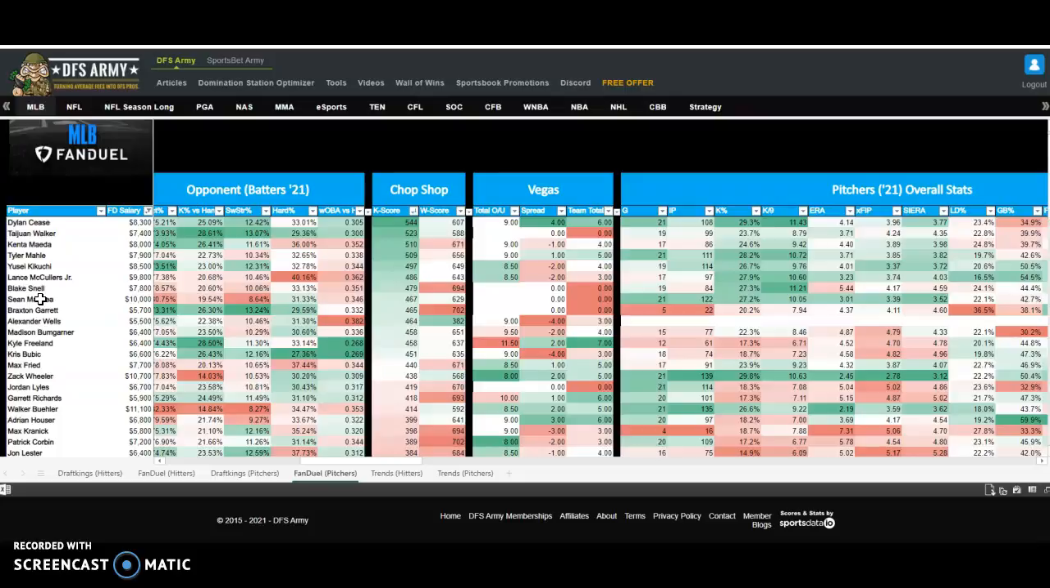I'm starting to look at today's slate, play around, and look for strikeout potential. What I want to show again is how valuable Chop Shop is, the section of the research station we have here at dfsarmy.com, in finding maybe who has the best upside today. And okay, it's a 15-game slate. We have 30 starting pitchers or openers or whatever taking the mound today.